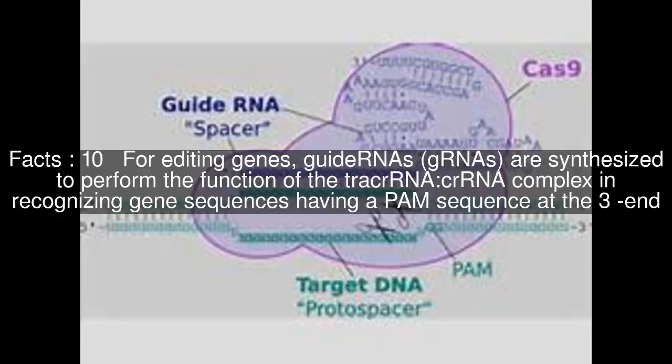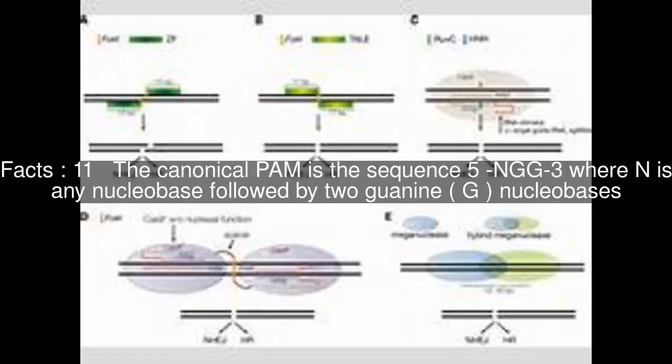For editing genes, guide RNAs, gRNAs, are synthesized to perform the function of the tracrRNA-crRNA complex in recognizing gene sequences having a PAM sequence at the 3' end. The canonical PAM is the sequence 5'-NGG-3', where N is any nucleobase followed by 2 guanine, G, nucleobases.